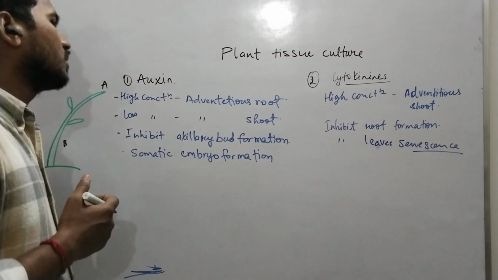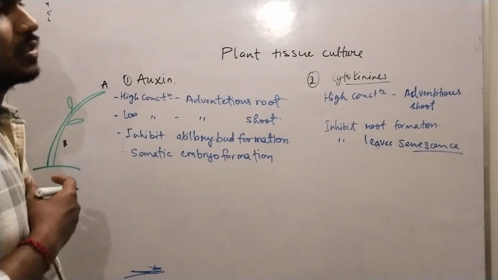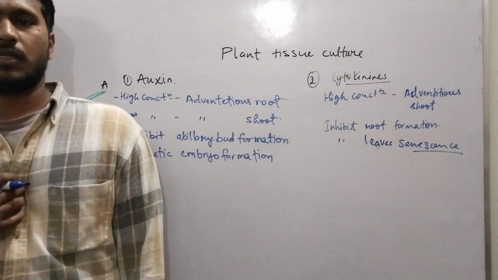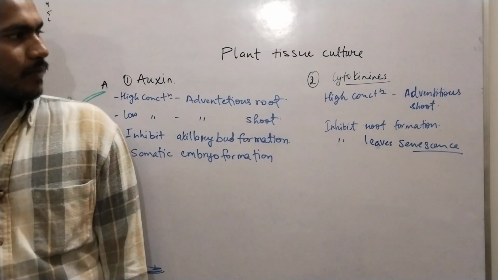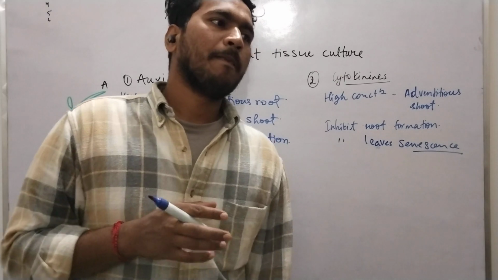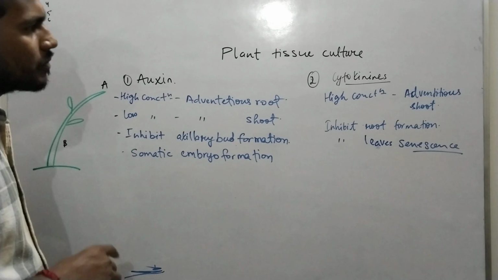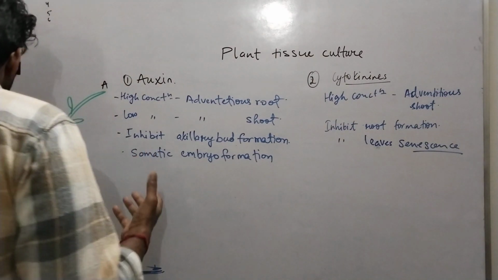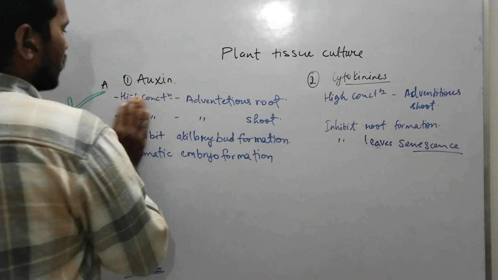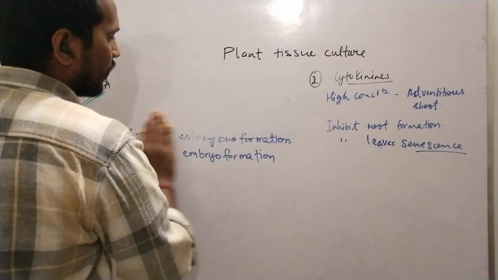Auxin was discovered by the early researchers, and cytokinins like kinetin were described by Skoog and Miller. So these are the hormones which are important for plant tissue culture. Now we will see another hormone, that is gibberellin.